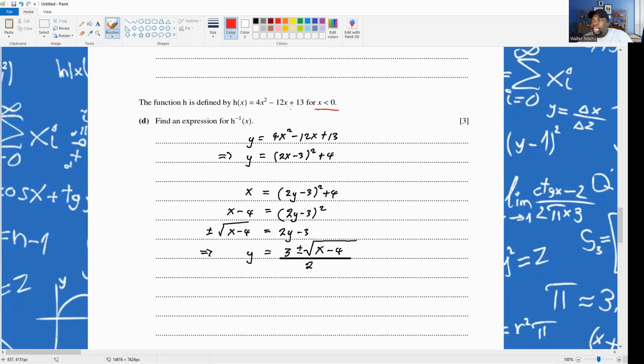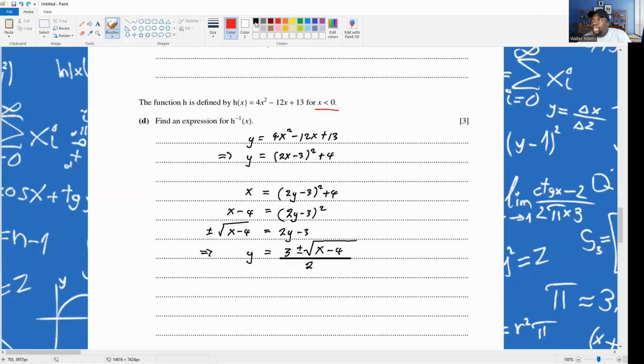The domain of the function is equivalent to the range of the inverse. And the range of the inverse is what we have obtained here, and it's one of the two, either with a plus or with a minus. So x is less than 0, which means our choice here is one which will give us a value that is less than 0. Is it 3 plus the root of something, or is it 3 minus the root of something over 2?